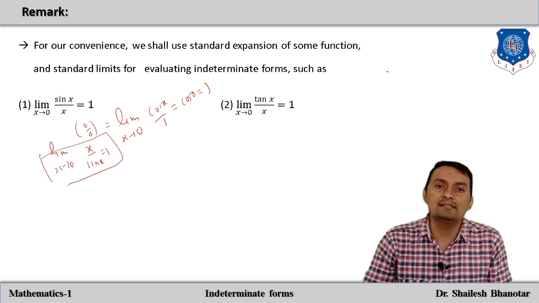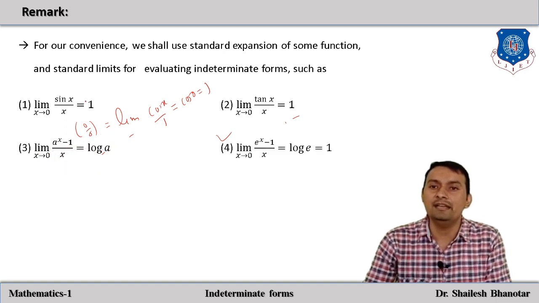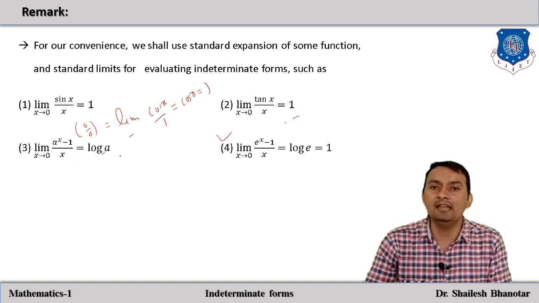Another form is the limit as x tends to 0 of tan x by x, which is equal to 1. Again you have to follow the same argument and you will get the answer 1. Here we have the limit as x tends to 0 of (a raised to x minus 1) divided by x. Again you have to use L'Hopital's rule and you will get the answer log a.